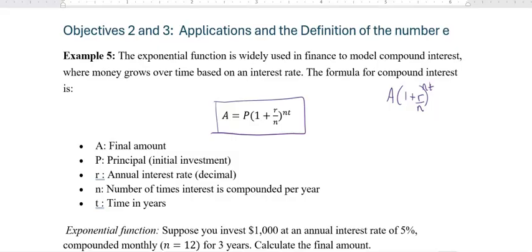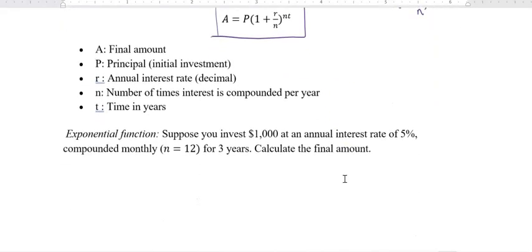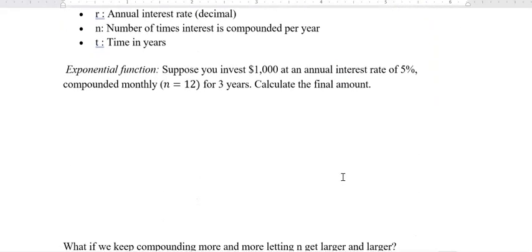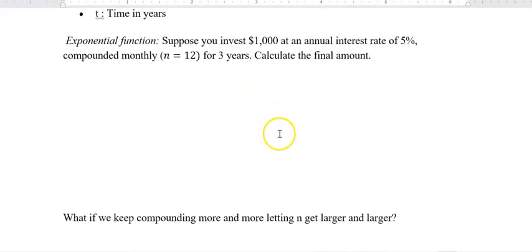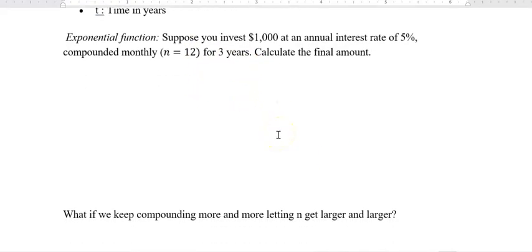Okay, your amount at time t is your principal amount, how much you invest initially, times 1 plus your rate divided by how many times it's compounded a year, to that number times t. Okay, pretty easy. What am I going to do with these? Oh, these are easy. If you can use your calculator, you can do these problems. All right, exponential functions. A basic application. Suppose you invest $1,000, interest rate 5%, compounded monthly. That means n equals 12, for 3 years.